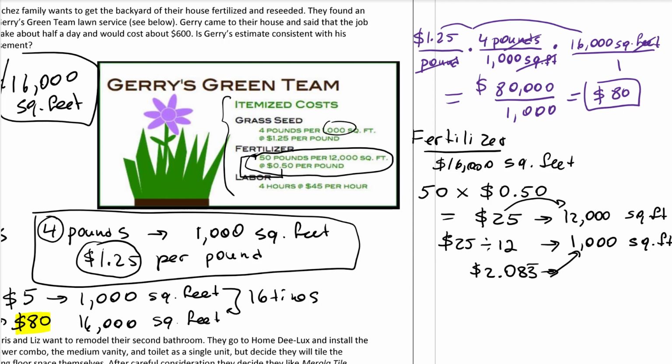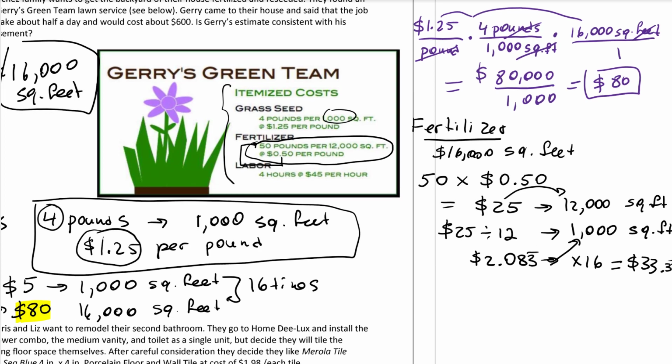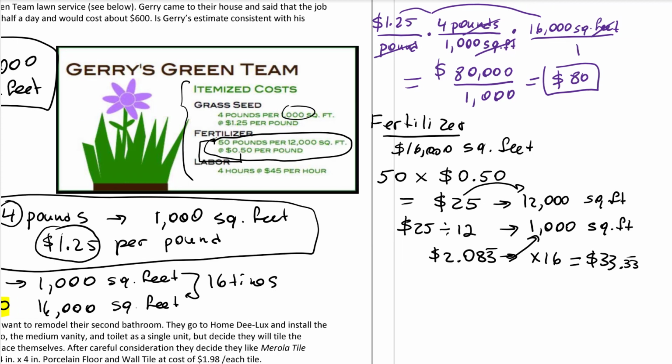And then we're going to multiply it by 16 because there are 16,000 square feet. So if you multiply by 16, that will give us about $33.33. Again, we estimate it. So now you can see it's kind of harder to set it up.